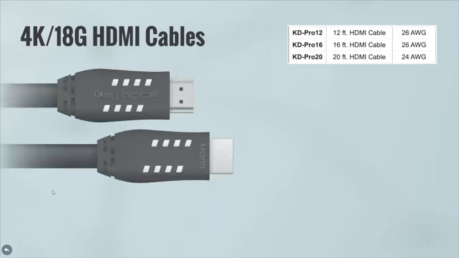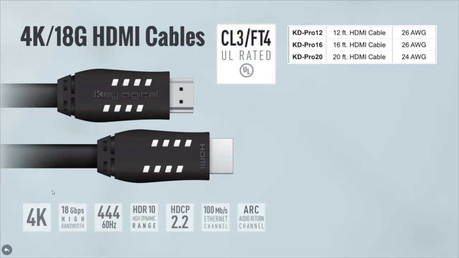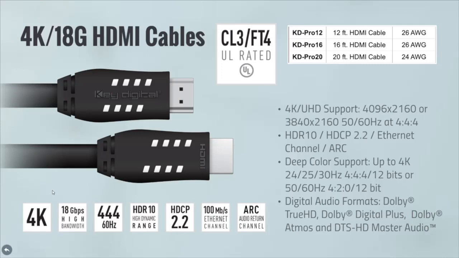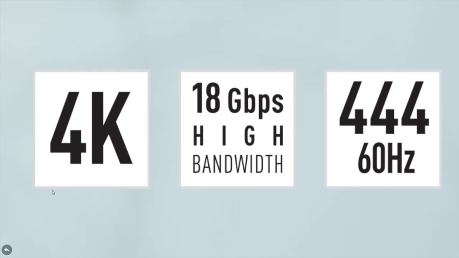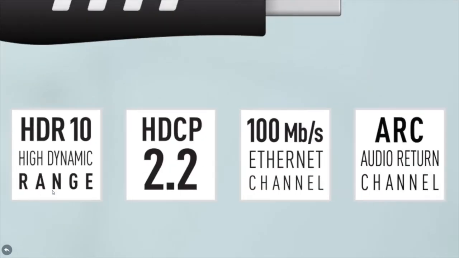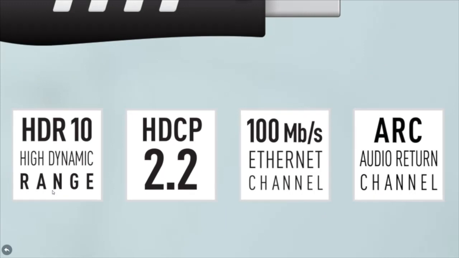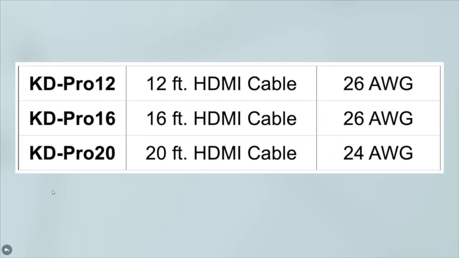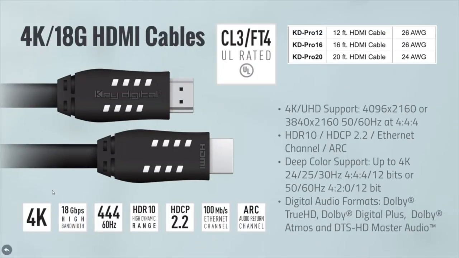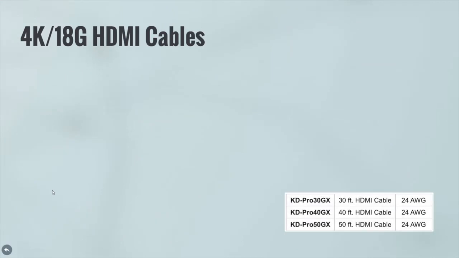Moving to our 12, 16, and 20-foot lengths. The wire gauges 26, 26, and 24 respectively for these models, and again boast a full 18 gigabit per second bandwidth as well as the full complement of necessary HDMI compliancy. KD Pro 12, KD Pro 16, and KD Pro 20.